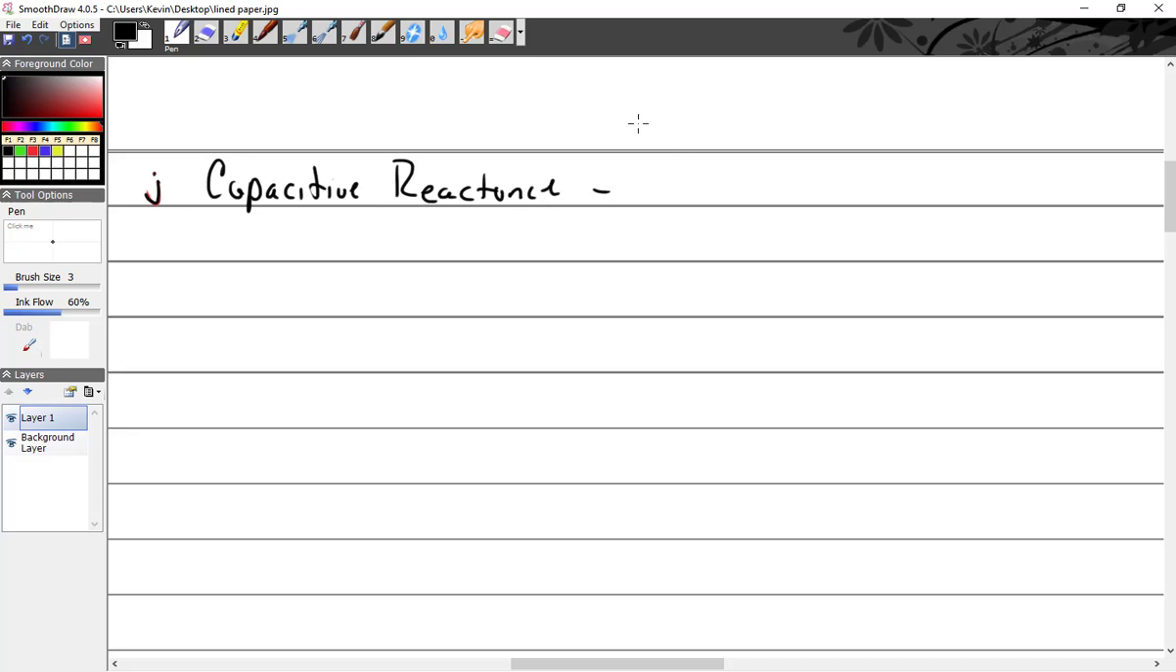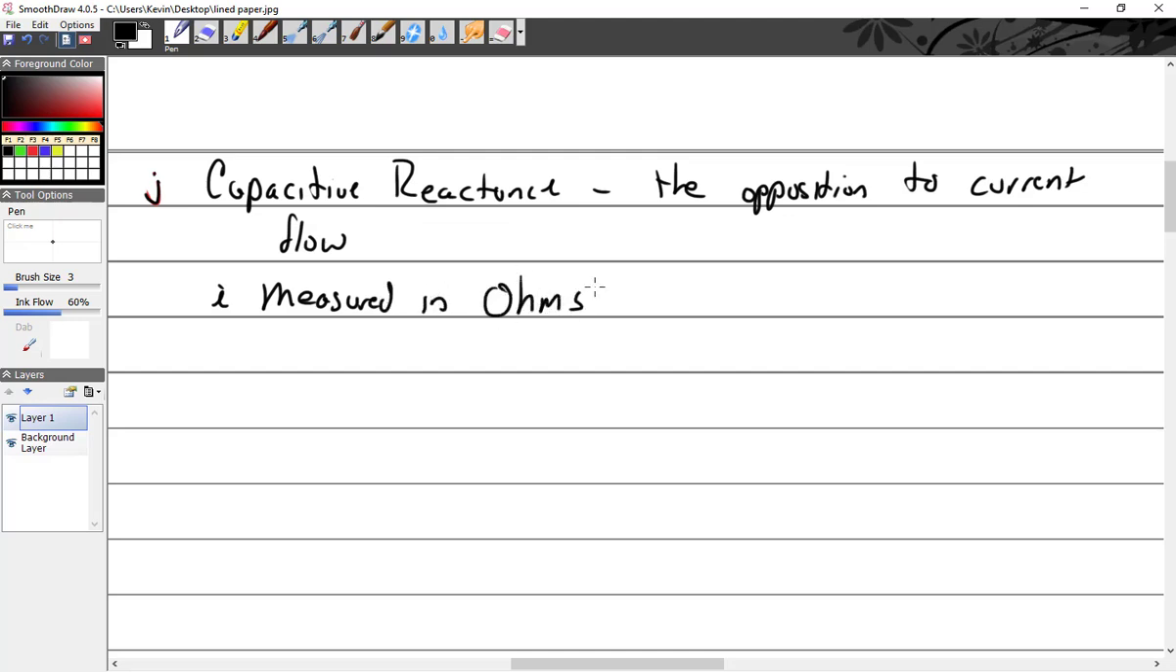All right, and this is the opposition to current flow, in a capacitive circuit, or the opposition that the capacitors are providing in a circuit that has capacitors, resistors, inductors. I feel like this is something we've talked about before. Measured in, guess? Ohms. But due to phase shift, it is not considered resistance. Have you written that before? Yes. All right, I'll just cut and paste right here.